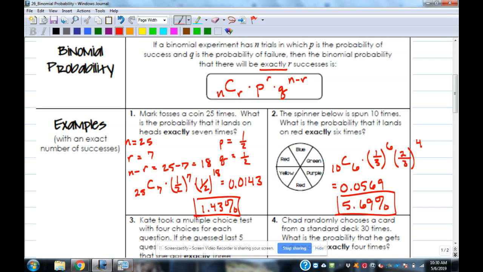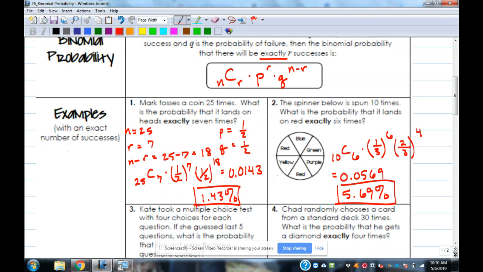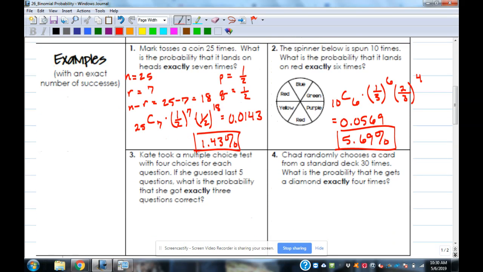On the first example, I used 0.5 because it was a terminating decimal. That's okay as long as it's a terminating decimal. If it's a repeating decimal, definitely use the fraction, you can't type enough 3s or 6s in there to make it work. All right.